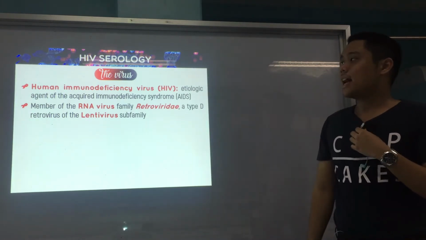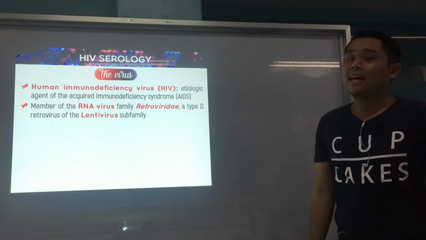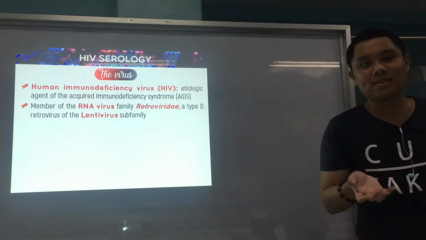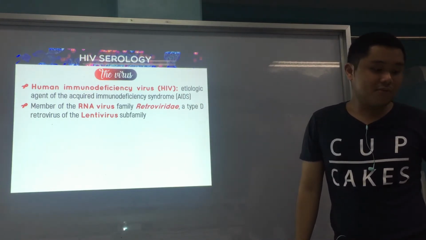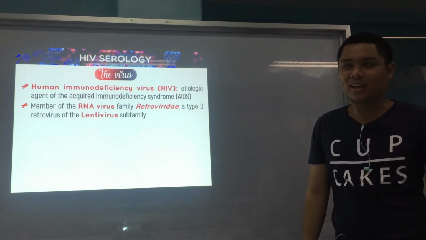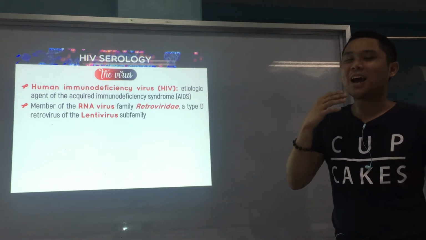And again, HIV is an RNA virus of the family Retroviridae, of course, by the name itself, Retroviridae. And of the subfamily lentivirus. Okay, lenti. Okay, linte.